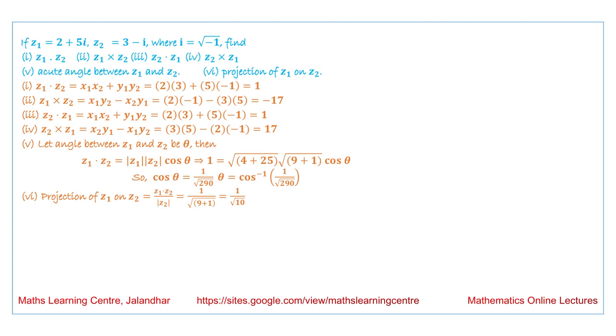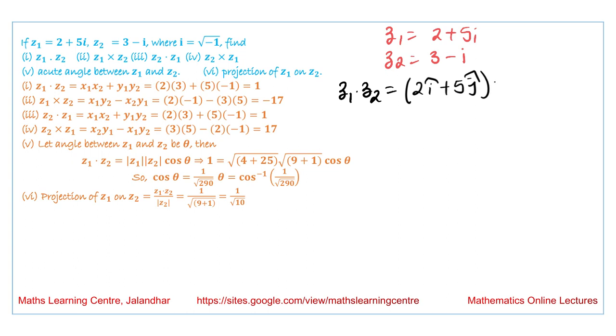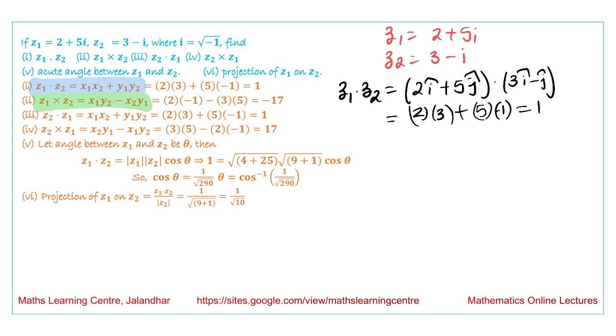Next, if z1 is equal to 2 plus 5 iota and z2 is equal to 3 minus iota, we have to calculate the value of z1 dot z2. If we write them in vector form, we are talking about (2i cap plus 5j cap) dot (3i cap minus j cap), and the dot product we know is 2 into 3 plus 5 into minus 1. So the answer we obtain is 1. Basically the formula is z1 dot z2 is equal to x1 x2 plus y1 y2. Similarly, for z1 cross z2, the formula is x1 y2 minus x2 y1.